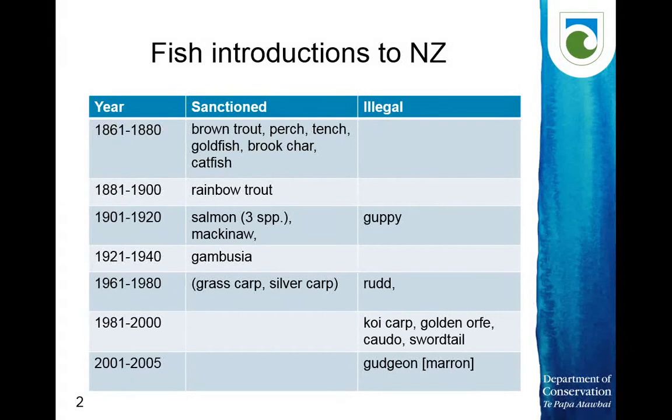We've got 19 introduced species, 2 naturalised introduced species, and 2 that don't breed in New Zealand. In the early days they were released to develop recreational fisheries. But since the 1960s, with the exception of grass and silver carp, they've all been illegal releases into New Zealand.